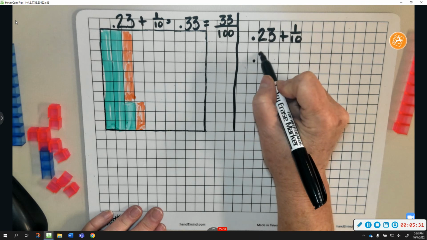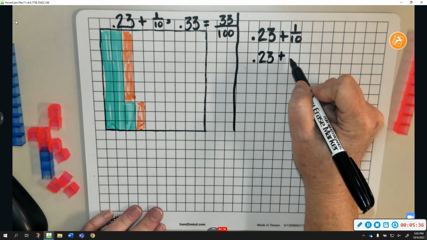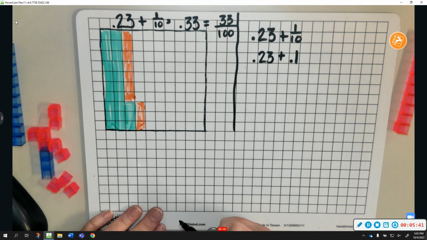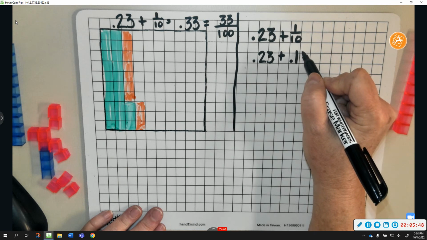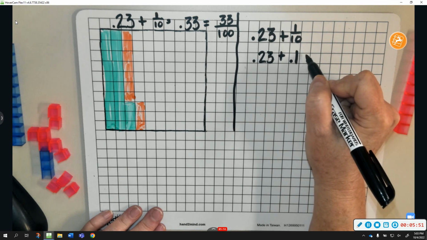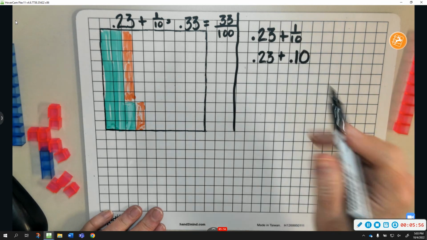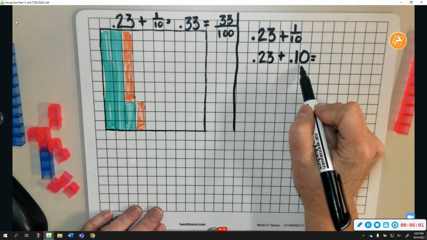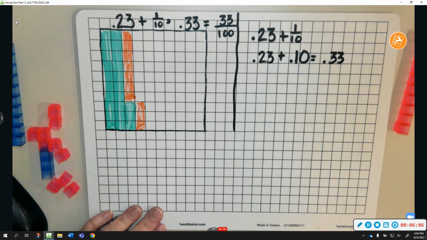and I know that to write 1/10 as a decimal is simply that. That is 1/10. Students know that to add a value to an empty place, they can put a placeholder and just put a 0 here. And if I add 23 hundredths and 10 hundredths, it's 33 hundredths.